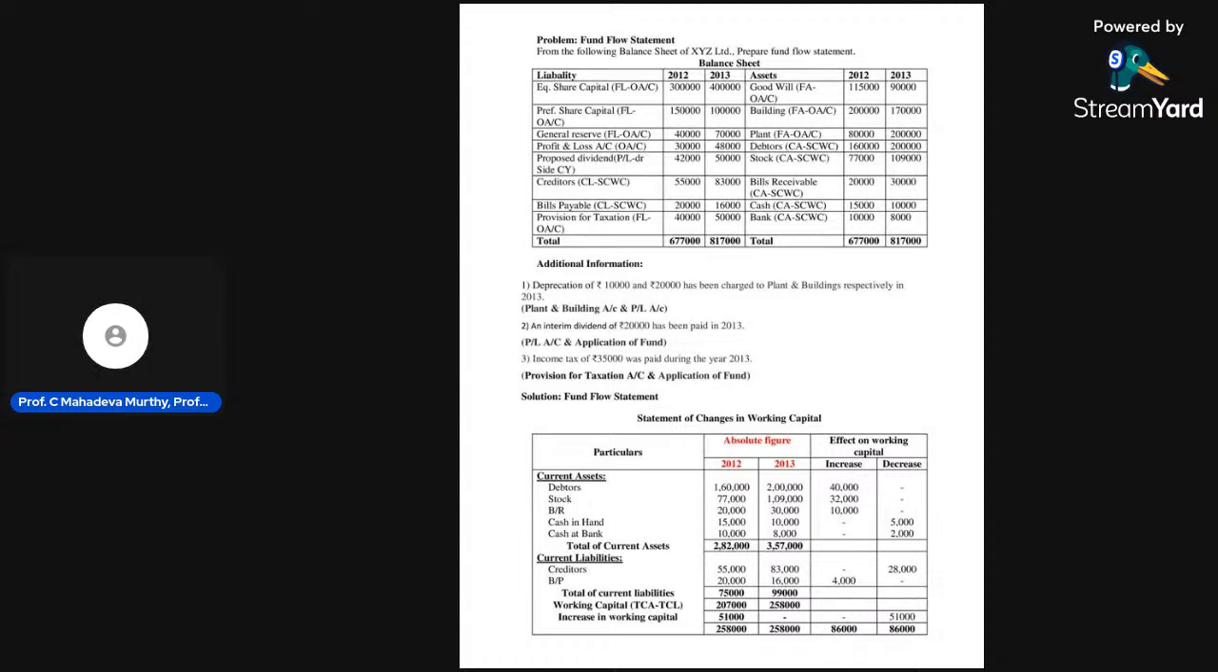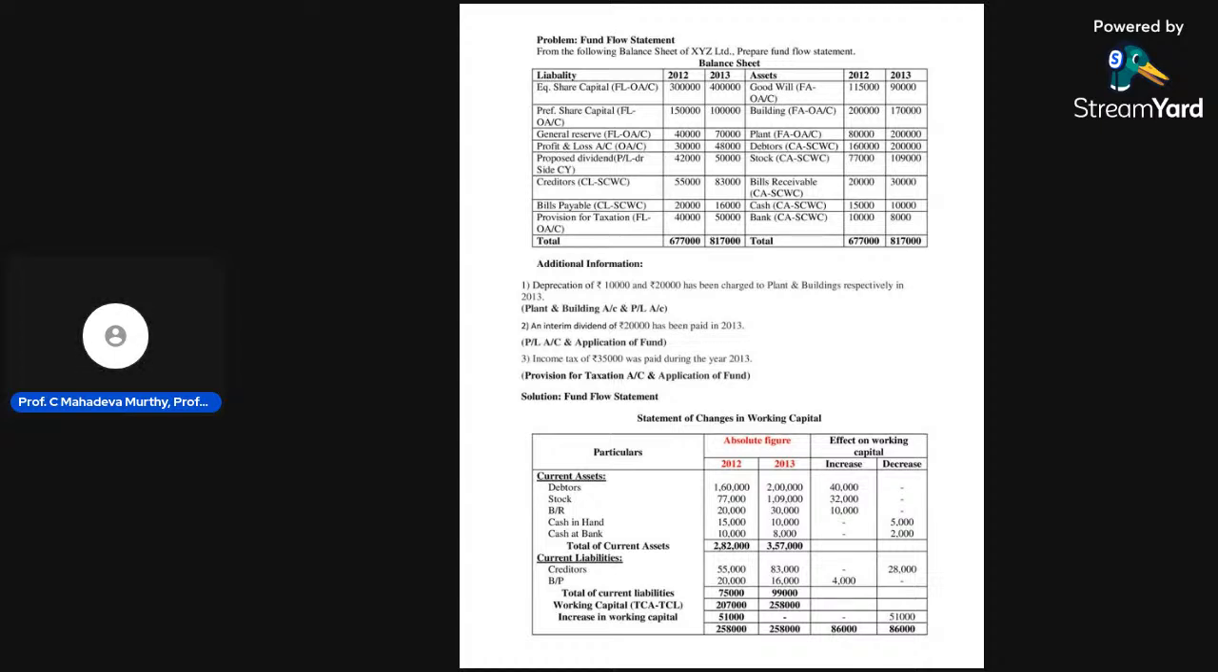Then cash in hand. See here, cash in hand 15,000 in the previous year 2012. The current year is 10,000. That is a decrease. Therefore, here in the decrease column 5,000. Then in case of bank, that is cash at bank, previous year 2012 10,000, current year 2013 13,000. Here also it decreases, 2012 10,000, 2013 8,000. See here in this decrease column, that is 2,000.